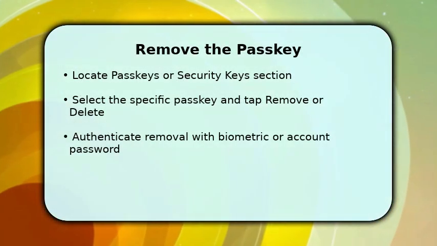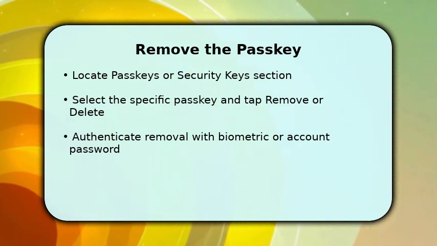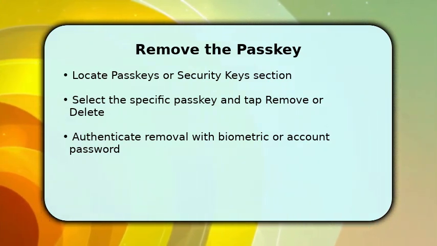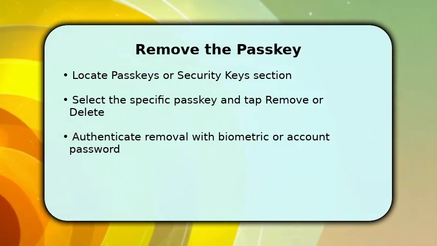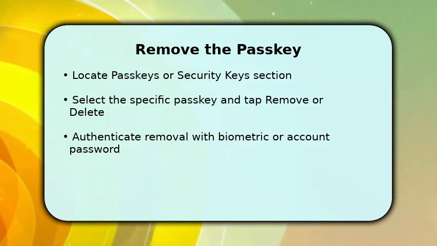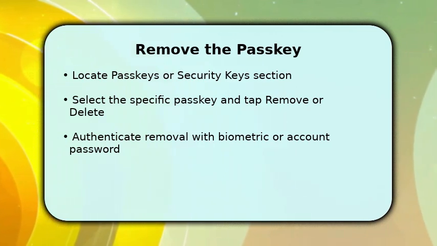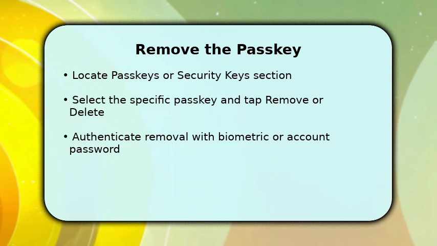You now find the Passkeys or Security Keys section and tap the entry for the device or key you want removed. Once selected, choose Remove or Delete and follow the on-screen authentication prompt. Snapchat requires biometric confirmation or your account password to prevent accidental lockout. After removal, confirm the key is gone from the list.